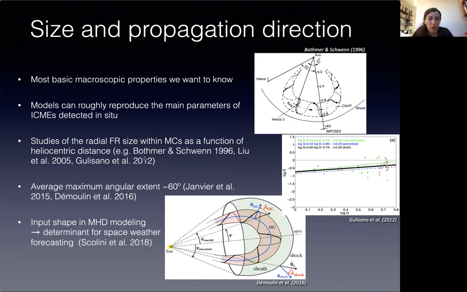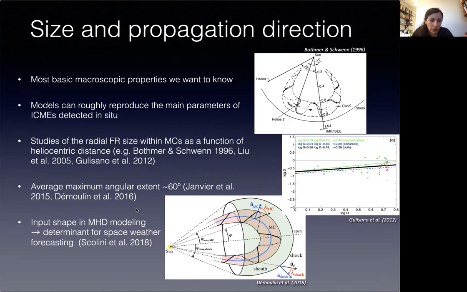Also on the basis of observations and modeling, Janvier et al. and de Moulin et al. found that the average maximum angular extent is apparently about 60 degrees. However, we should keep in mind that the dimensions of CMEs might be quite different in the direction of their main axis and perpendicular to it.